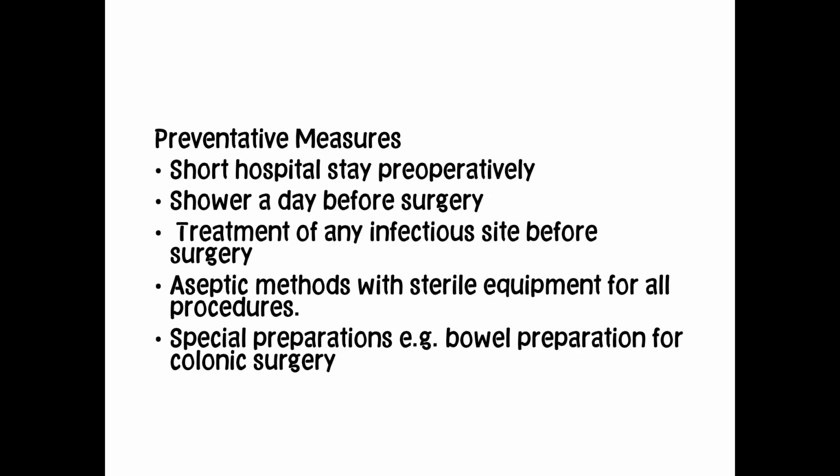So how do we prevent infection spread in outpatient departments or on the ward? One of the measures that can be effective is a short hospital stay, and preoperatively, a shower a day before surgery. Before you go for surgery, you can prevent infection, maybe surgical wound infection, by showering before surgery, and then treatment of any infectious site before surgery. Aseptic methods with sterile equipment for all procedures, then special preparations, e.g. body preparation for colon surgery. All these measures can help reduce the rate of infection spread on the outpatient department and surgical ward.